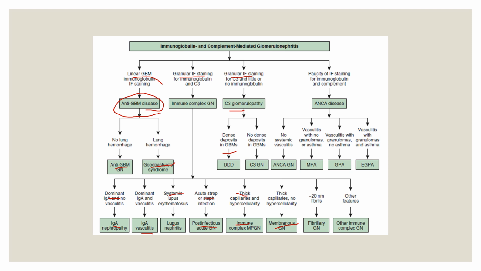Now, if there is a paucity of immunofluorescence staining for immunoglobulin and complement, it can be ANCA mediated. ANCA mediated, again, if there is no vasculitis, it is just ANCA glomerulonephritis. If it is vasculitis with no granulomas or asthma, it is microscopic polyangiitis. If there is vasculitis with granuloma but no asthma, it is granulomatosis with polyangiitis, and there is sinusitis, there is pulmonary hemorrhage. Now, vasculitis, as well as a preceding history of asthma, it is eosinophilic granulomatosis with polyangiitis, which is called Churg-Strauss syndrome.